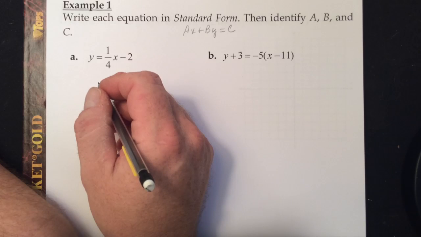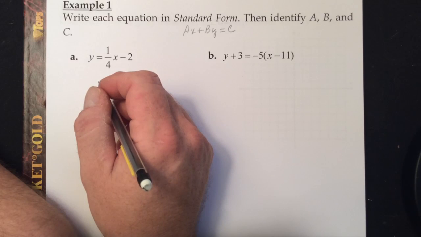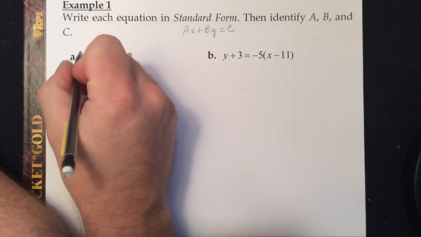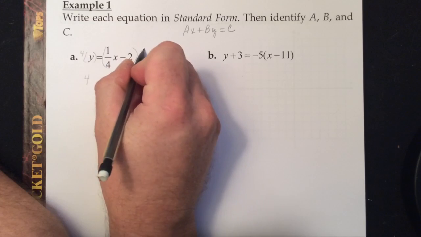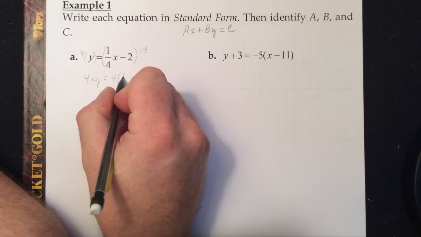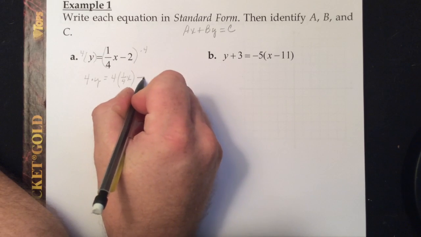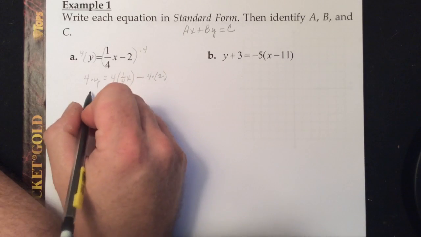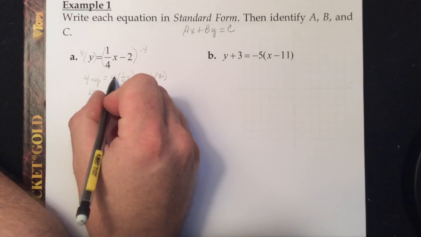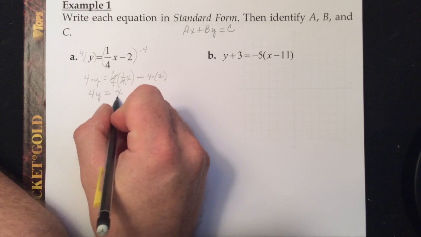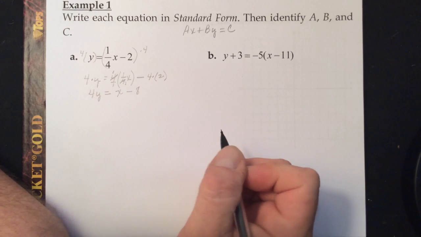When you multiply both sides of an equation by any number, it means you're multiplying every single term in both sides by that number. So I'm going to go ahead and show that. We're going to multiply both sides by 4 like this. So that means 4 times y equals 4 times 1/4 x minus 4 times 2. So that gives us 4y equals, and the 4's divide out. We did that by design. We get 1x or x minus 4 times 2 is 8. Now we got rid of our fraction.